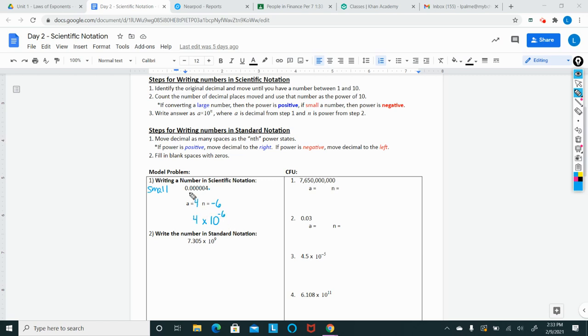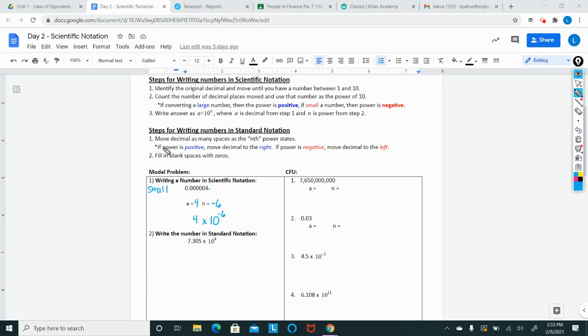Okay, and that is how we turn small numbers or large numbers into scientific notation. If this was a large number, like 4 million, then it would be 4 times 10 to the 6th power, positive 6. Okay, so now we are going to write this number that is already in scientific notation into standard notation, which is back into number form.